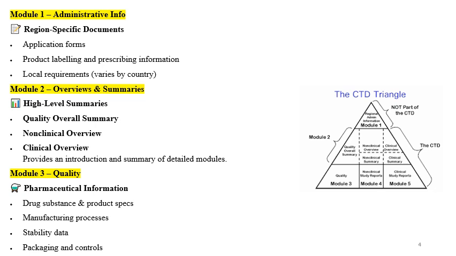Module 2 is for high level summaries, like the quality overall summary, the non-clinical overview, and the clinical overview. So it is the summary section for all the information. Then module 3 is for the quality. It contains pharmaceutical information for the drug substance, drug specifications, manufacturing processes, stability data, packaging and the controls. So module 3 is the quality section of the CTD.